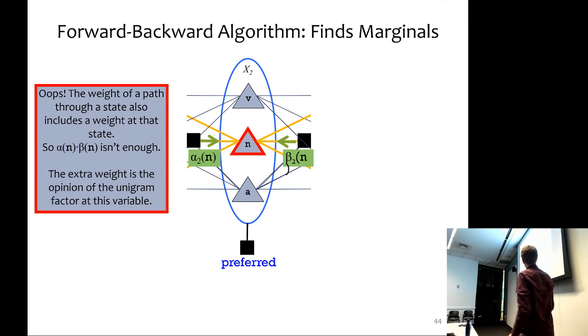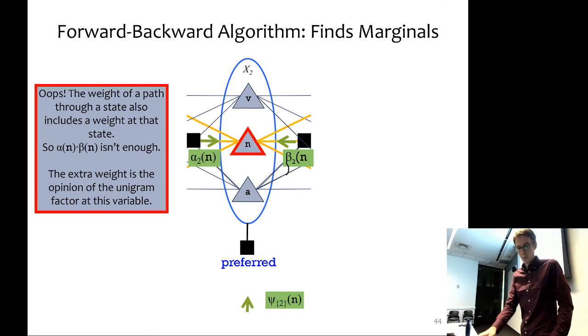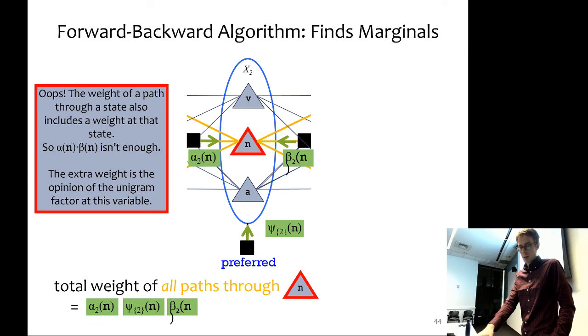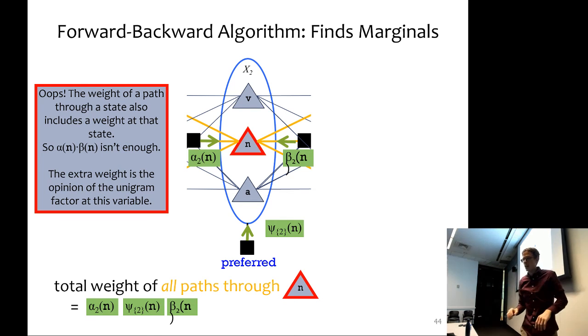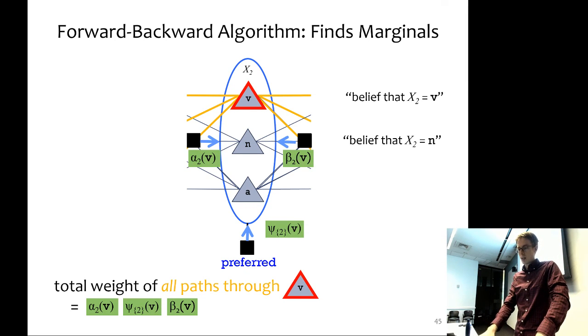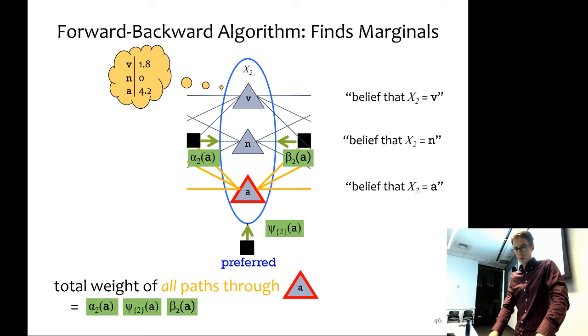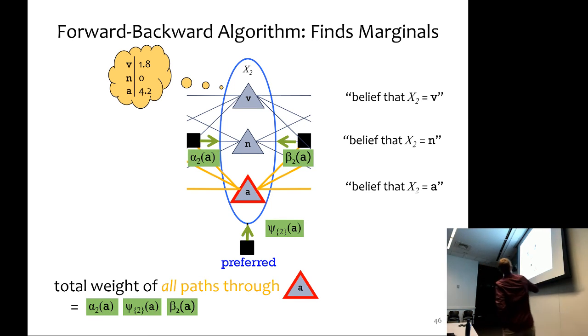Okay, so there's one detail, which is just that we can't forget about this unary factor, which is attached at the bottom, and makes a contribution as well when we're actually computing the belief. So this is actually the total weight of all paths, right? It's going to be the combination of the two messages coming in plus that unary factor. Okay. So that would be the belief that x2 takes value n, the belief that x2 takes value v, and the belief that x2 takes value a. Okay. So if we got numbers, those would be something like 1.8 and 0 and 4.2.